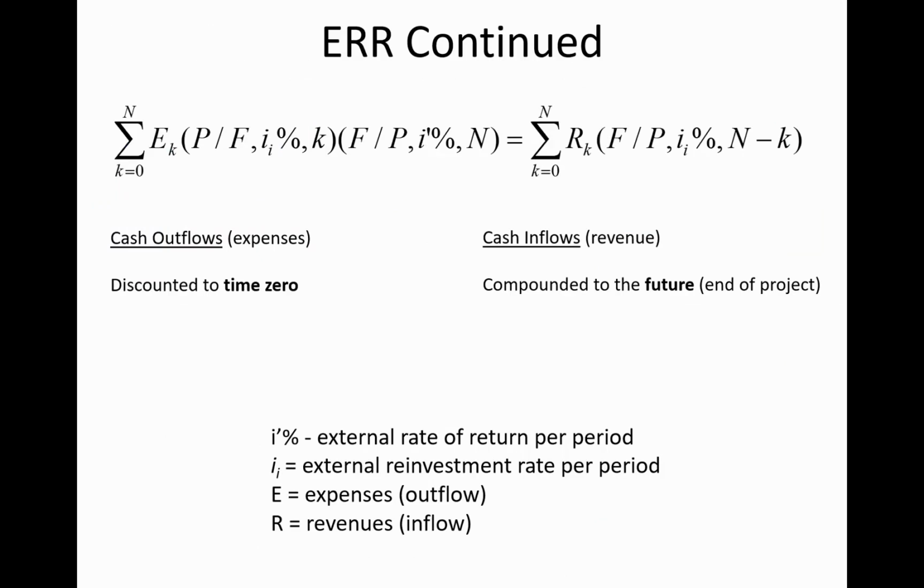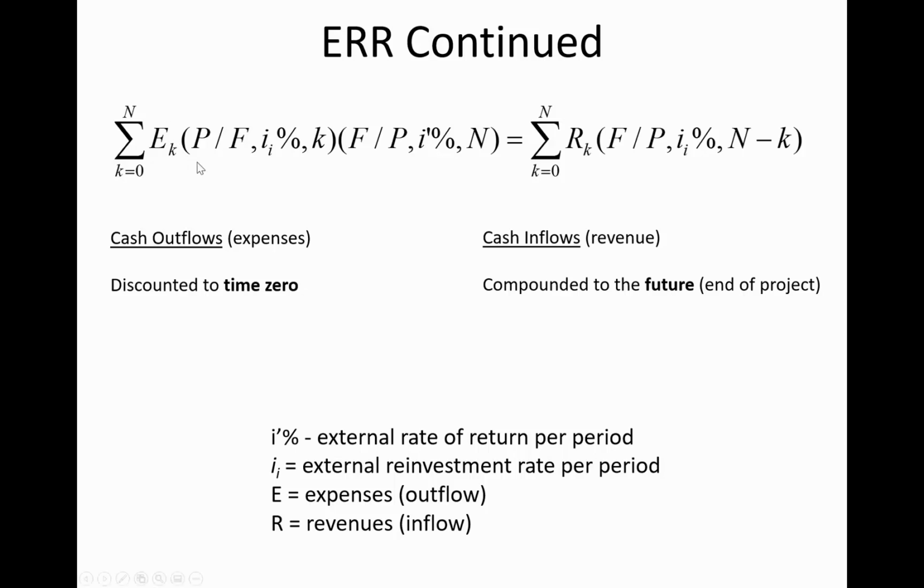Okay, so here's the formula that you can find in your book. Don't feel intimidated by this formula. We'll go through a template file that shows you the procedure in just a moment. But what it is saying is that you take all of the expenses, so E means expenses, so all of the outflows are going to be discounted to the present.